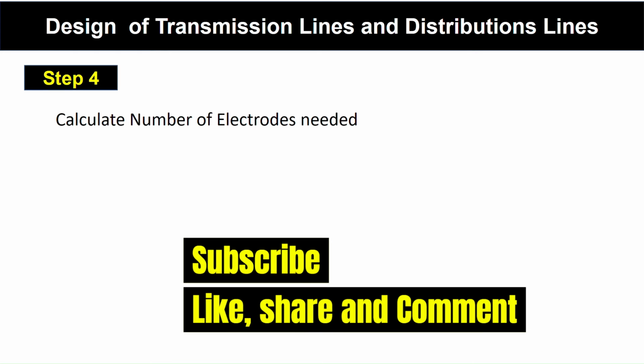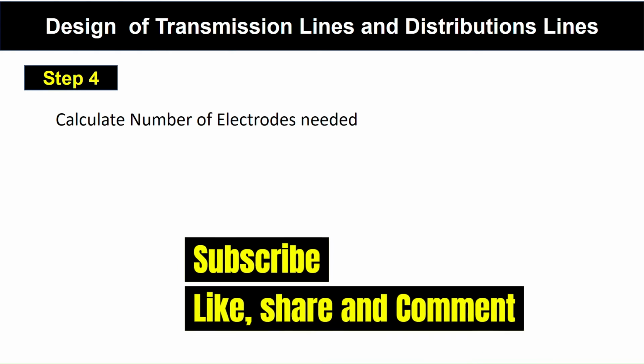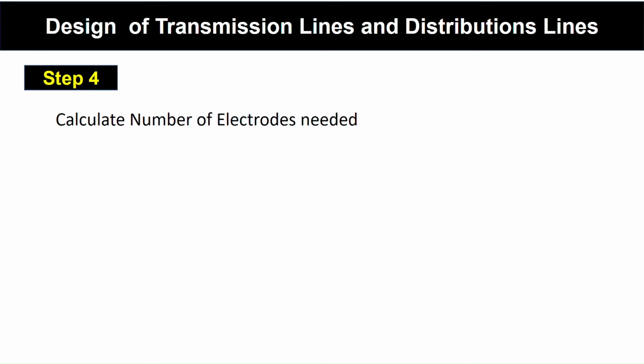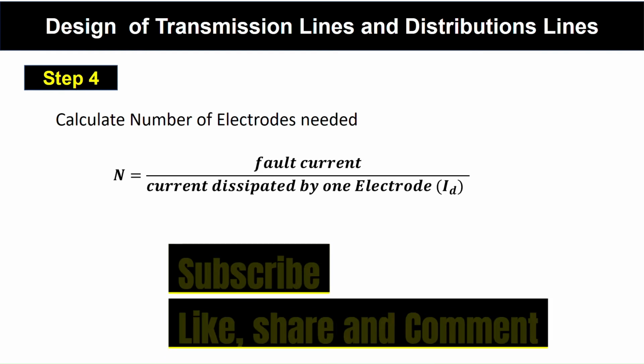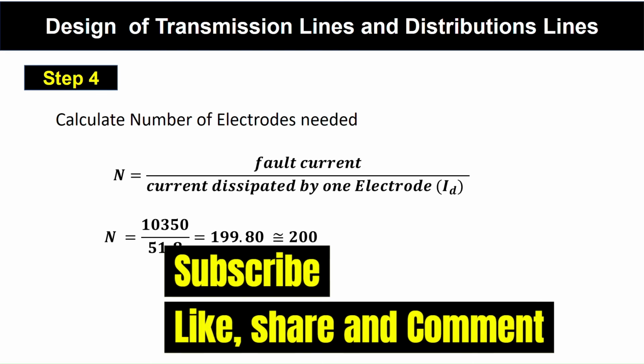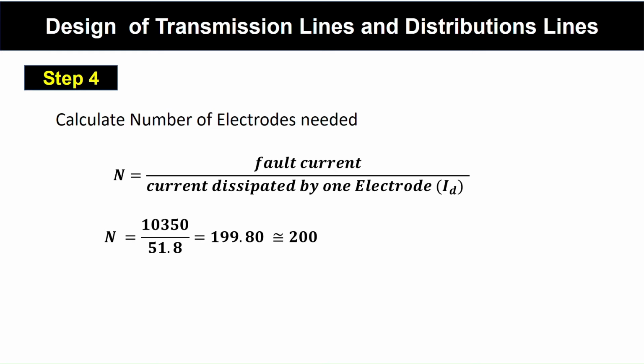Step 4, calculate number of electrodes needed. Now we have to calculate the number of electrodes needed to bear the fault current, that is 10.35 kiloamperes for 1 second. The formula for that is N equals fault current divided by current dissipated by one electrode. N equals 10350 amperes, that is we have converted the kiloamperes into amperes, divided by current dissipated, which I already calculated, is 51.8. It becomes 199.80, that is approximately 200 number of earthing rods are needed for this fault current.